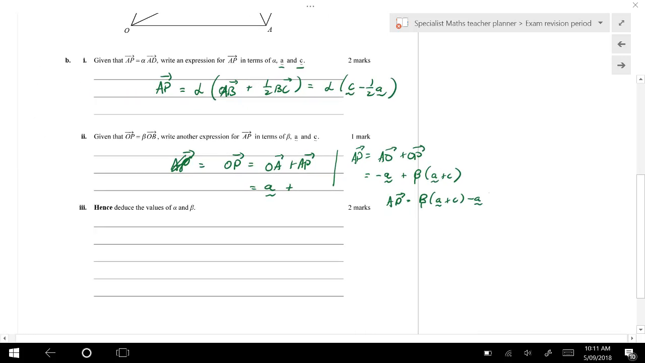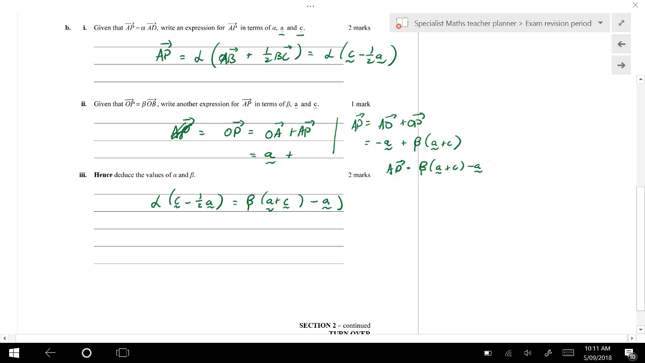Now it says hence deduce. So what we've got is two things for AP. Therefore, we've got alpha vector C minus a half A is equal to beta A plus C minus A. Now what I would do is expand everything out, see what we've got and equate. So we've got minus a half A alpha is equal to vector A times beta plus beta times vector C minus vector A.